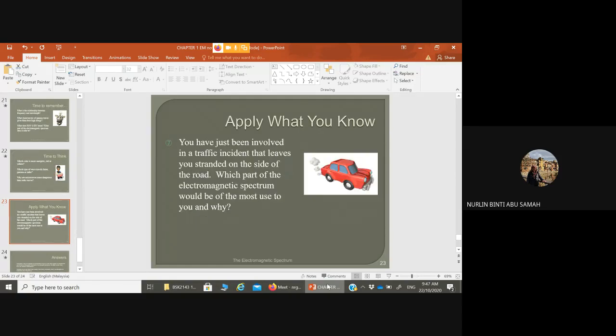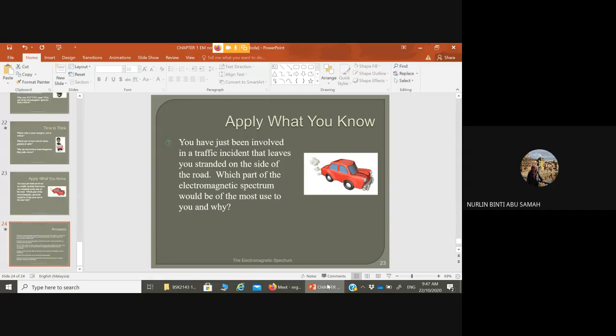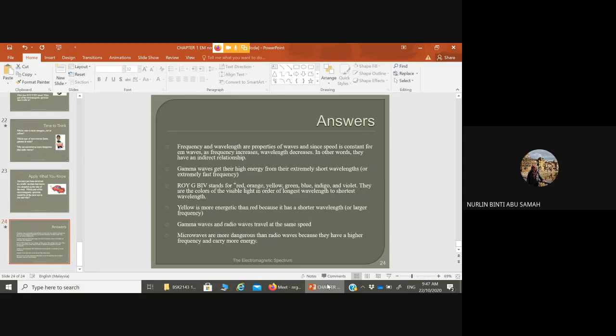Okay, next. You have just been involved in a traffic incident that leaves you stranded on the side of the road. Which part of the electromagnetic spectrum will be of the most use to you and why? Try to answer this, try to think about this. So this is the following answer, this is the answer for the questions.